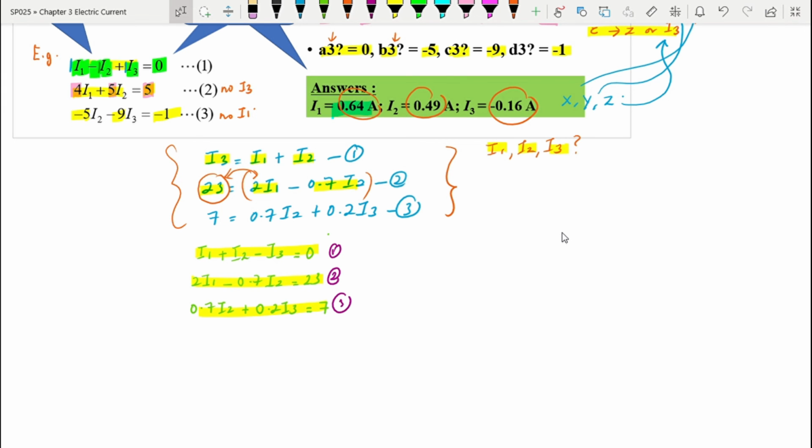Okay, so just to give you a final answer for the last example that we have discussed. Final example for example 8 kan, tak silap saya. So I1, the value should be 13.2 ampere and I2 is 4.85 ampere and I3 is 18.04 ampere. So itu adalah final answer yang saya letak dalam example. So boleh compare jawapan gunakan simultaneous equation yang saya ajar tadi.